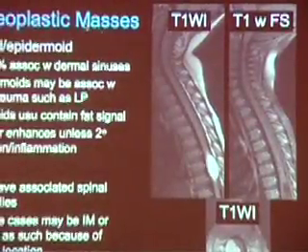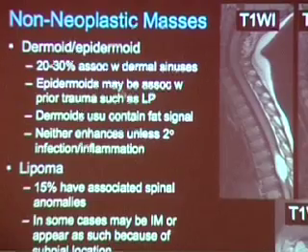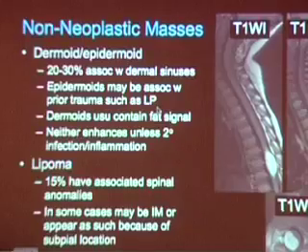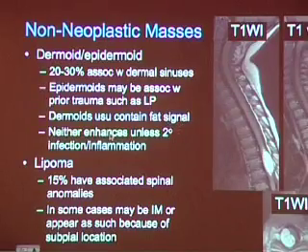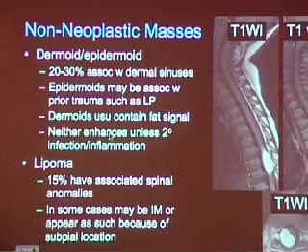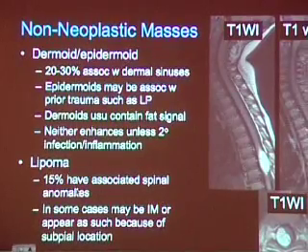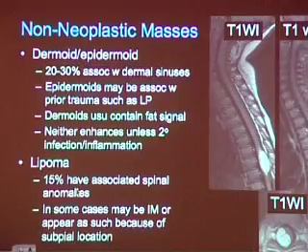All right, what about those non-neoplastic masses? Well, dermoids and epidermoids are often associated with dermal sinuses. Epidermoids can be associated with prior trauma like lumbar puncture, and dermoids usually have fat signal, but remember that neither one of them should enhance unless they're secondarily inflamed or infected. In the case of lipomas, a percentage of these patients will have other associated spinal anomalies, so it's important to look carefully at the vertebral column.